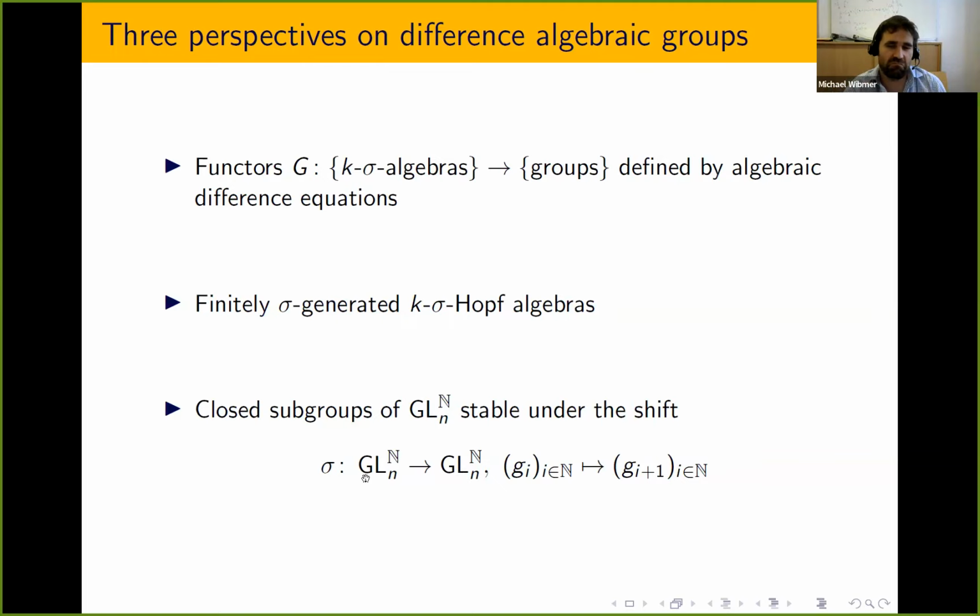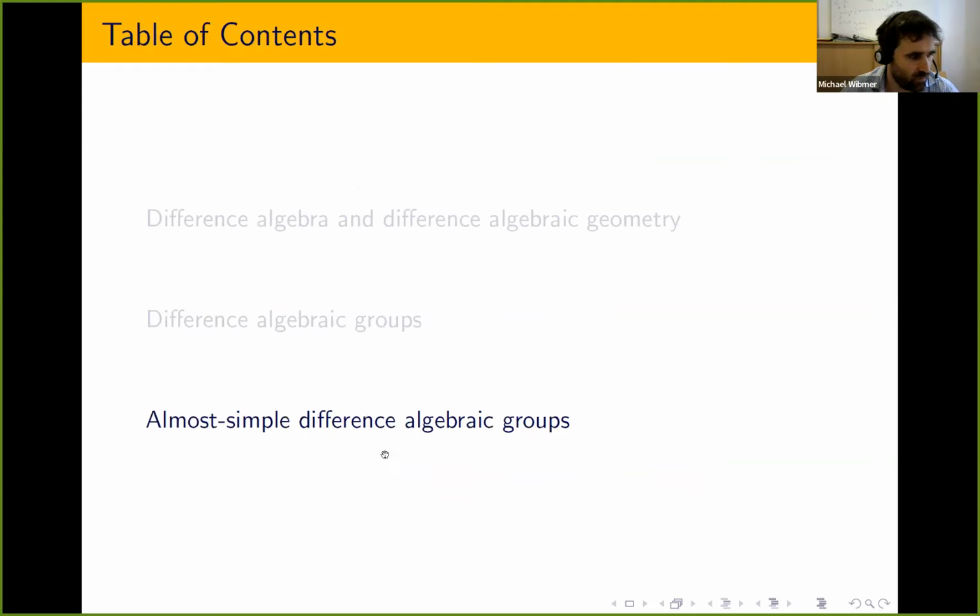Especially this is quite similar to what people do in dynamics, and it is also more related to my second talk later. If you replace GL_n with some finite group, or maybe even some finite set, then this kind of shift map is exactly what people look at in symbolic dynamics. So in some sense, this perspective is a generalization of the symbolic dynamics approach. Okay, so now this is basically the summary of difference algebraic groups.